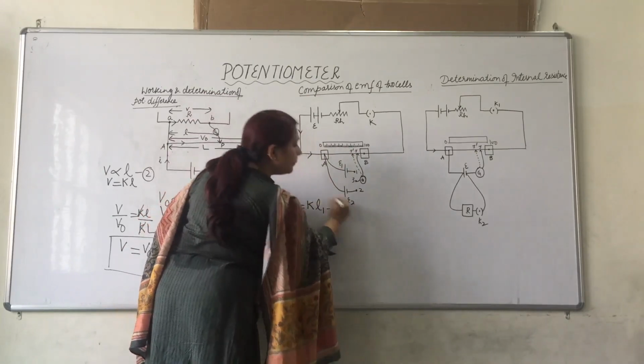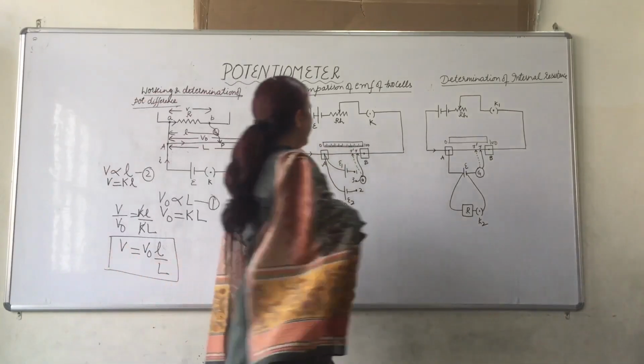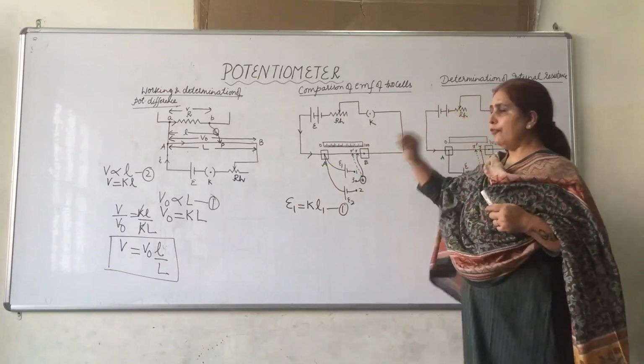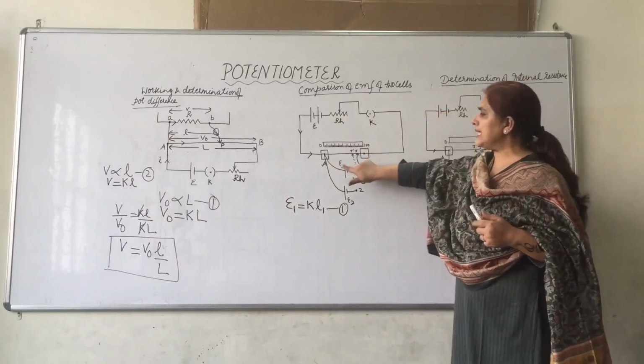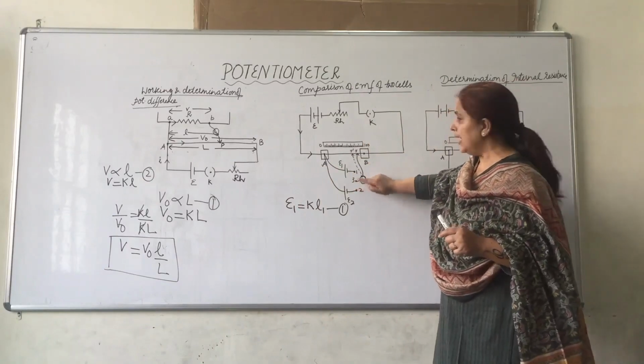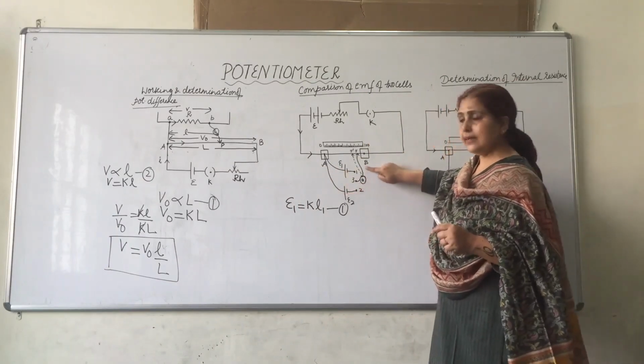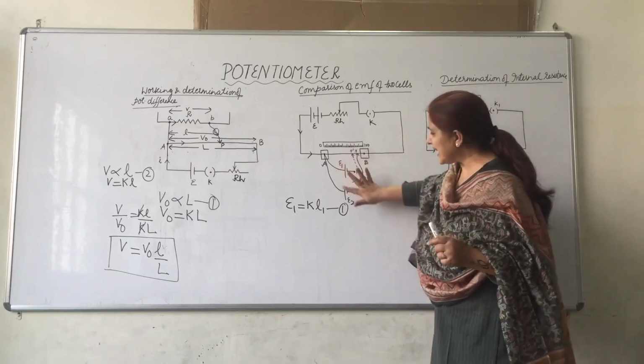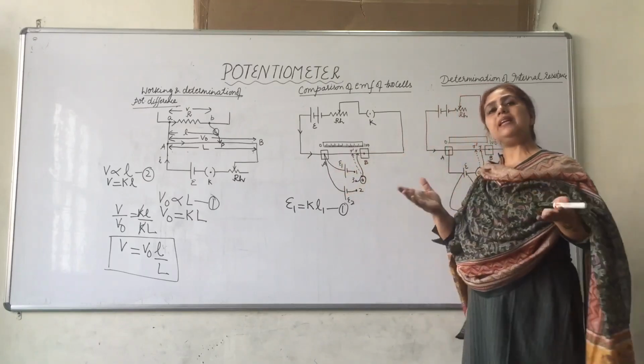Now we take out the plug from here, so this cell is not in the circuit. Now we insert the plug between 2 and 3. Now the second cell comes in the circuit, and we repeat the procedure.